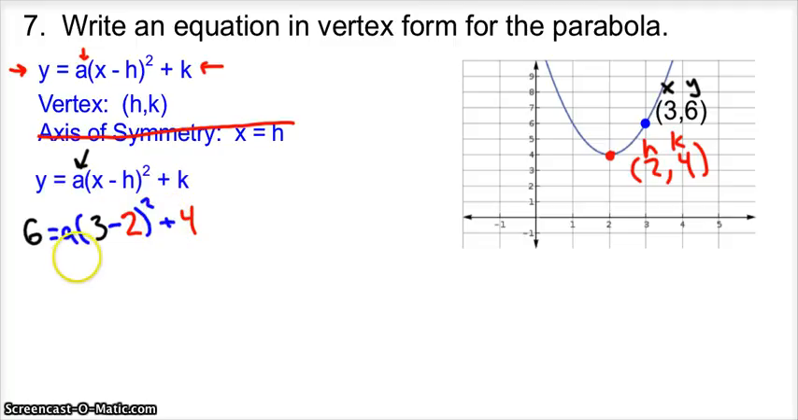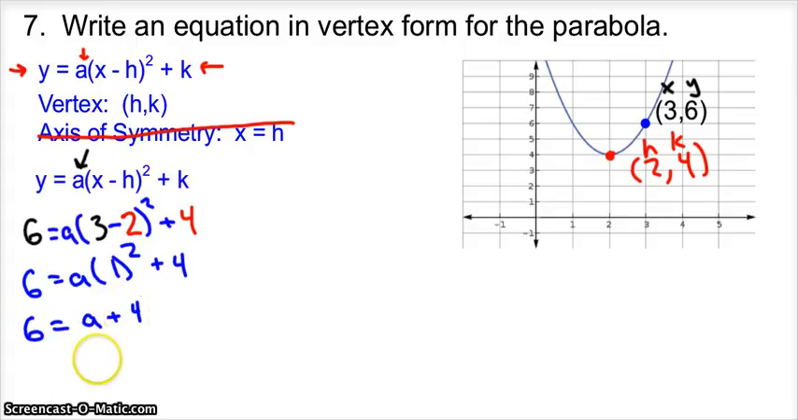Now we are looking for this blue a, right? We filled in the red from your vertex, the black from the point on the line. So let's go ahead and simplify. We have 6 equals, keeping my a outside, a, and then this turns into 1 squared plus 4. Be careful here because it's 6 equals just a plain old a, because 1 squared is 1, a plus 4. We can't add that 4 into the 1. We subtract the 4 over. So now a equals 2.